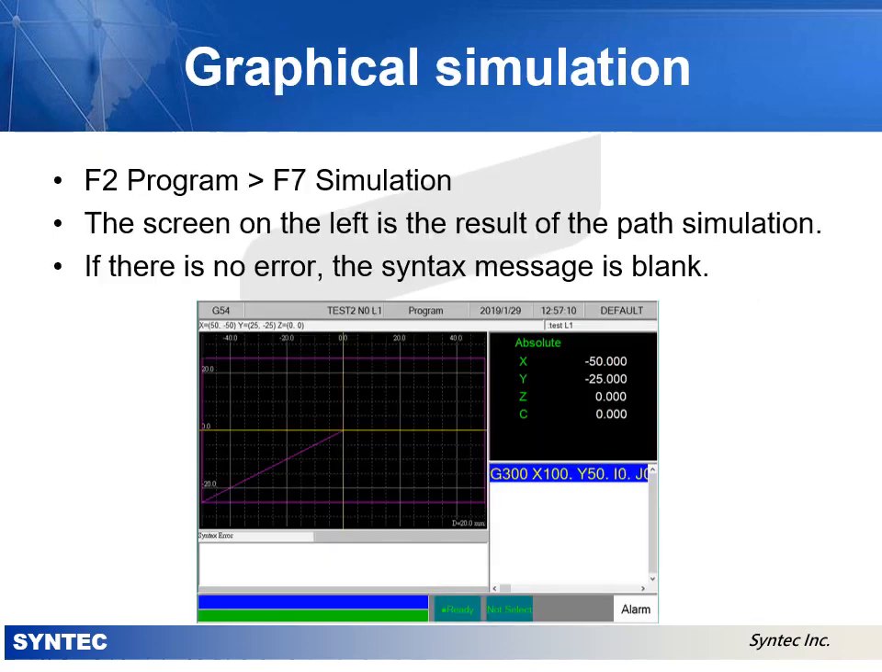After entering the program, press F7 to enter the graphic simulation page. The screen on the left is the result of the path simulation. This page shows simulation results on the top left, alarm window on the bottom left, and program contents on the bottom right. If the syntax has an exception, an error message will be displayed on the bottom left. If there is no error, the syntax message is blank.